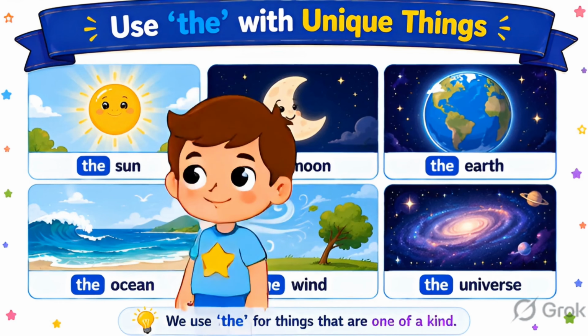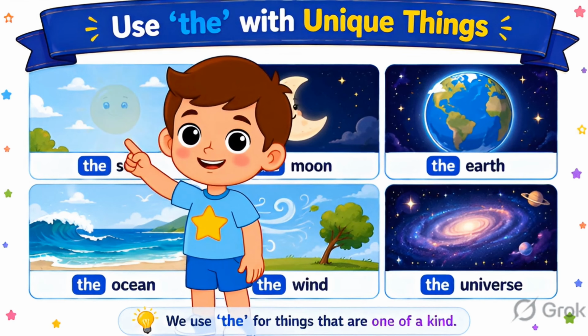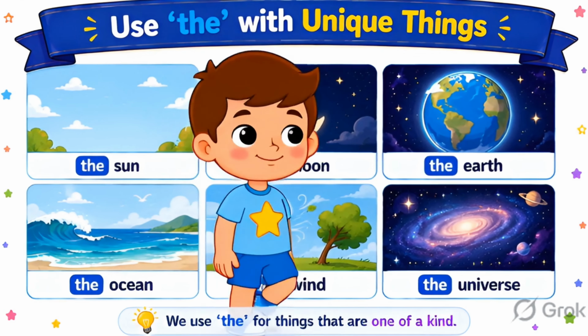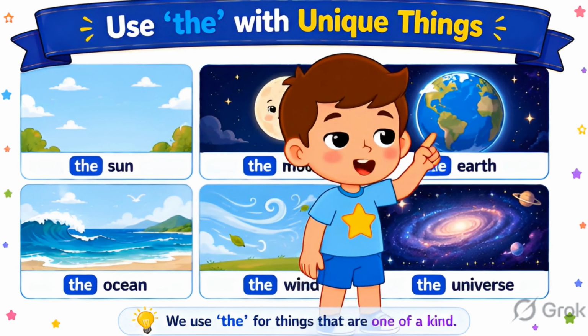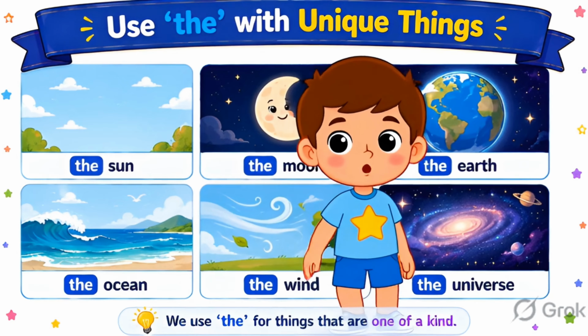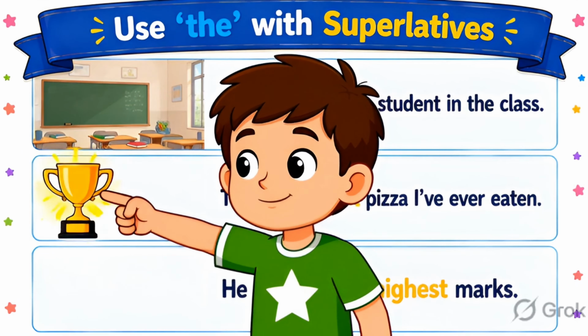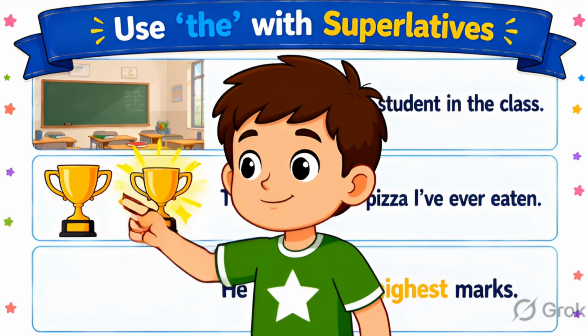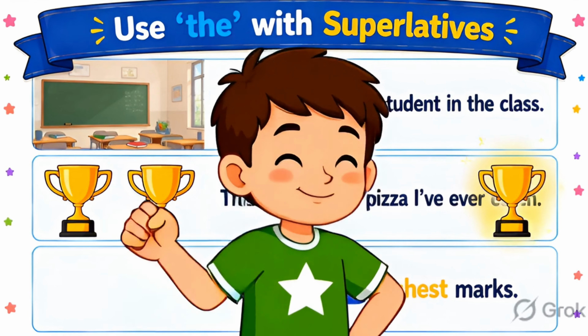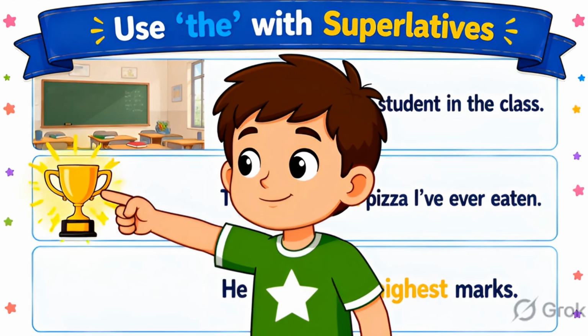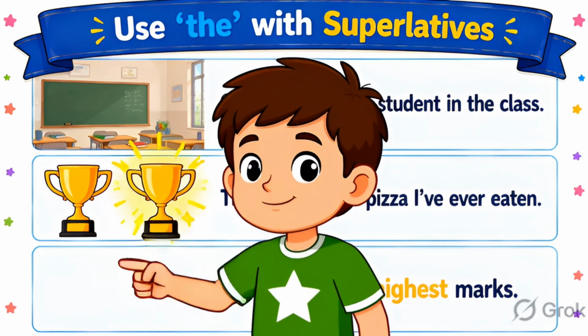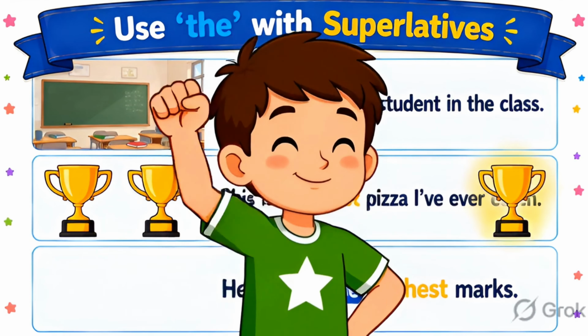We always use the with things that are unique. There is only one of them. The sun, the moon, the earth, the ocean, the wind, the universe. Only one exists, so we say the. Always use the with superlatives: the tallest, the best, the highest, because a superlative describes the one that stands above all others. There can only be one best, so we use the.